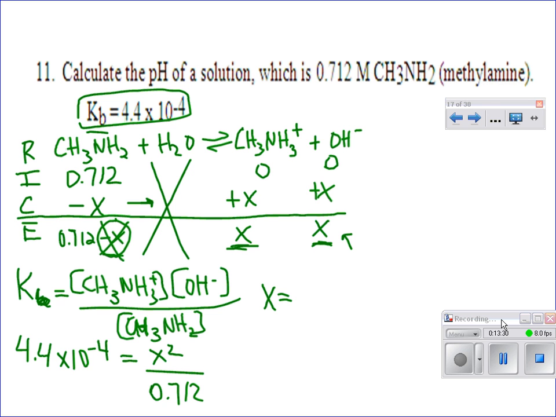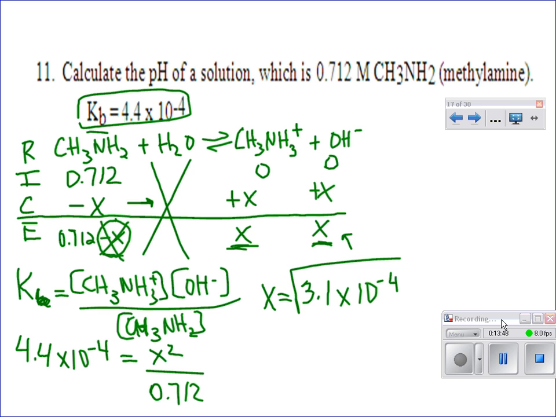So K is 2.66. What is x? 3.1 times 10 to the negative fourth. This is moles per liter. No, it's not right. Okay, I'll leave it up there.